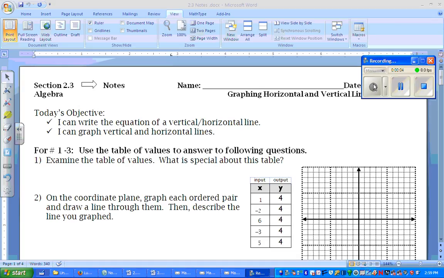Hi guys, hopefully you are enjoying your field trip at the University of Wisconsin. While you are gone today, in class we're going over how to graph horizontal and vertical lines.